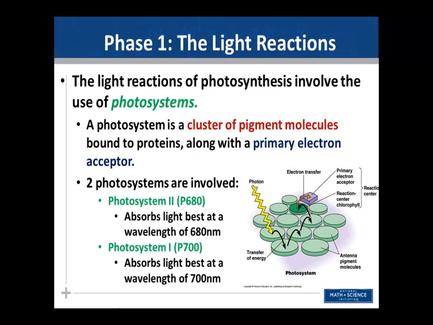Okay? So, the light reactions of photosynthesis involve the use of what we call photosystems. And photosystems are a cluster of pigment molecules, and they're bound to proteins along with what's called a primary electron acceptor.